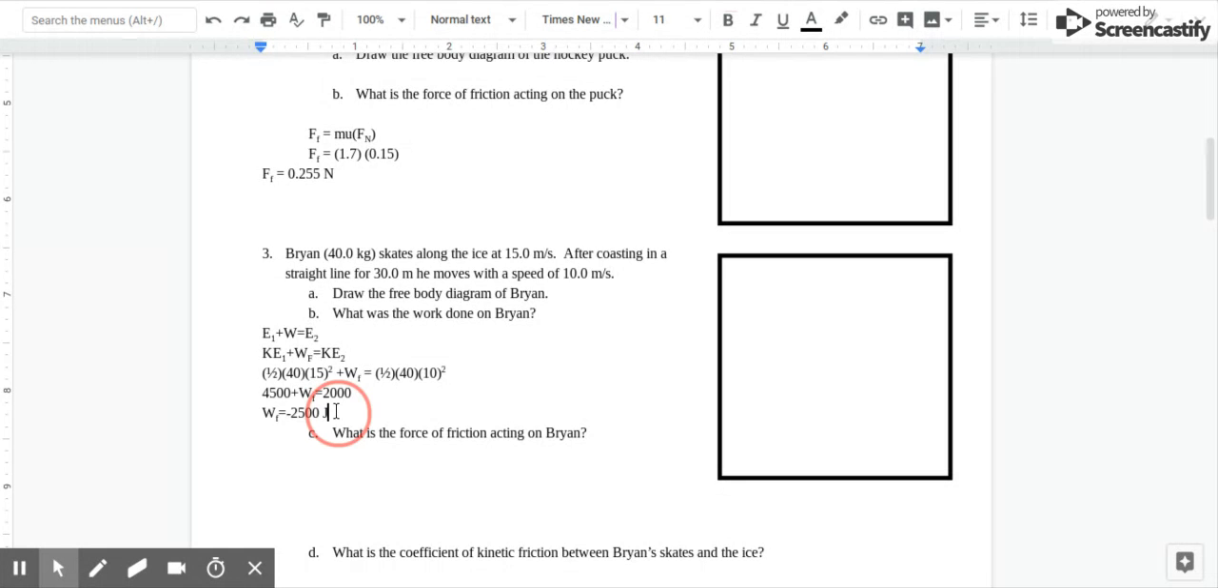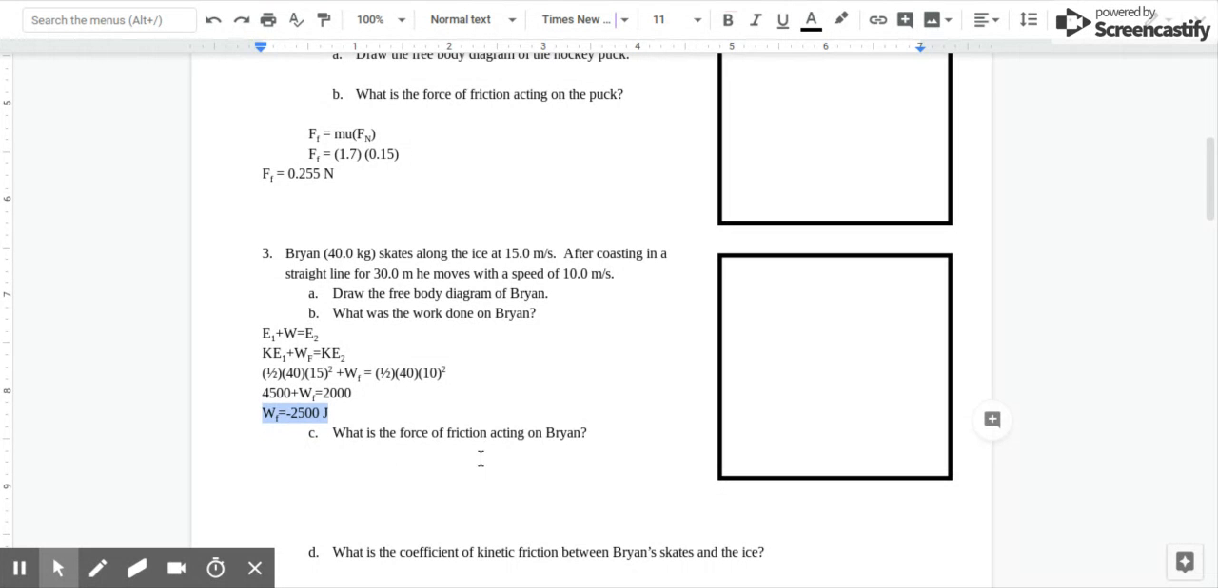All right, that also happens to be the total work done on him, because if you looked at the free body diagram before, it was gravity going down, normal force going up, and both of those are perpendicular to his motion, so those don't do any work. The only thing that was parallel to his motion was the force of friction.